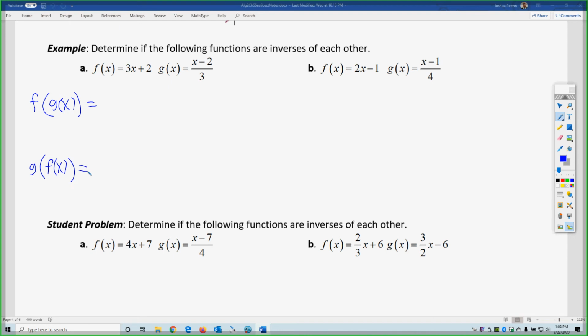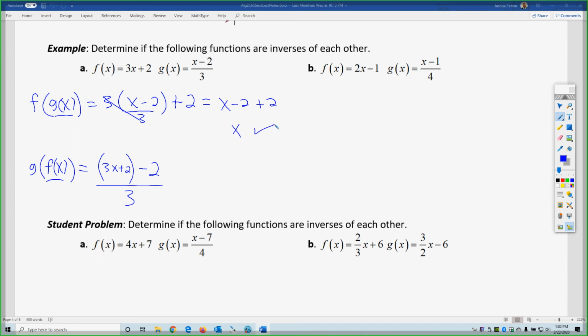In the first one we use f, which is 3x plus 2. And the second one is g, which is (x minus 2) over 3. So essentially here we're plugging in g, so that's (x minus 2) over 3. And here we're plugging in f, which is 3x plus 2. The 3's cancel. I'm left with x minus 2 plus 2, which is just x. So that one worked. Everything canceled. Here I get 3x over 3, which cancels. So that one also works.